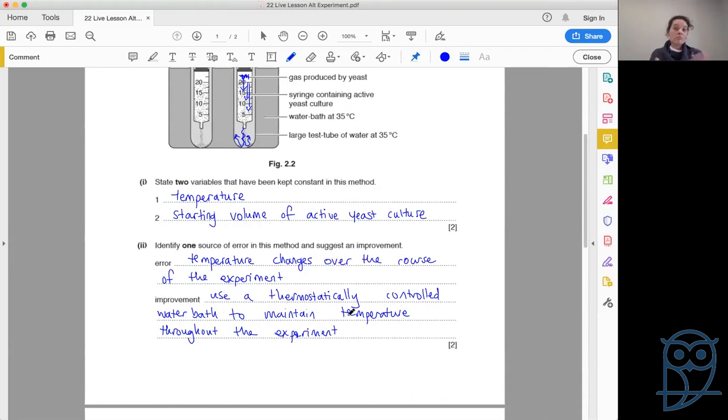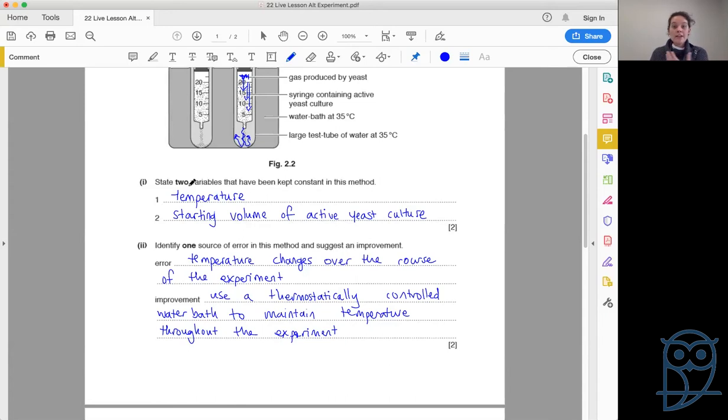Now, I mean, there are other options. I mean, these syringes that they use here, this scale is quite a broad scale, so that makes it difficult to read. And remember, any scale that is difficult to read creates a source of error. So if you used a syringe with a finer scale, that would also be an error and an improvement.